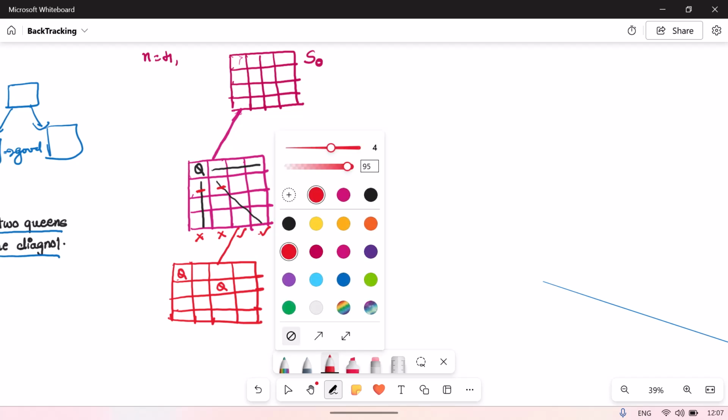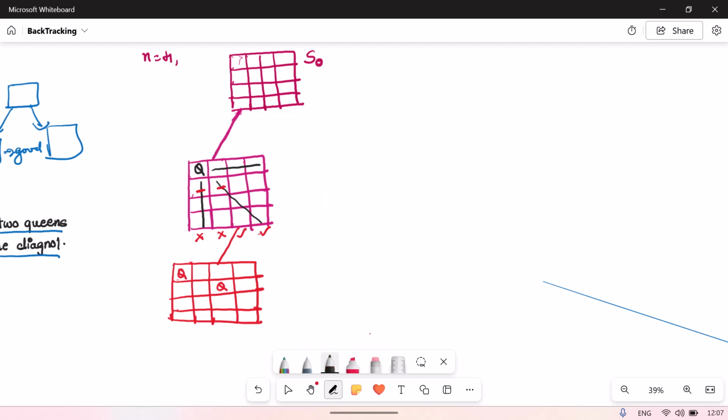Now, with respect to this, let's eliminate the positions in which we can't insert a queen. So, with respect to the first queen, this is eliminated. This is eliminated. This is also eliminated. With respect to the second queen, same row, same column, same diagonal is also eliminated. I hope you're understanding. It shouldn't be that hard to understand.